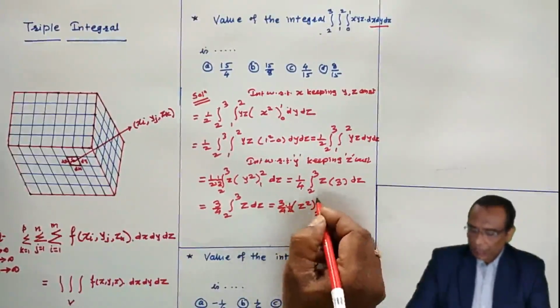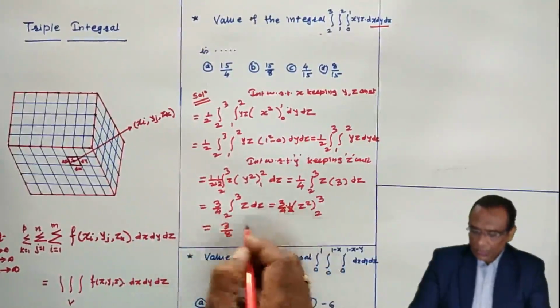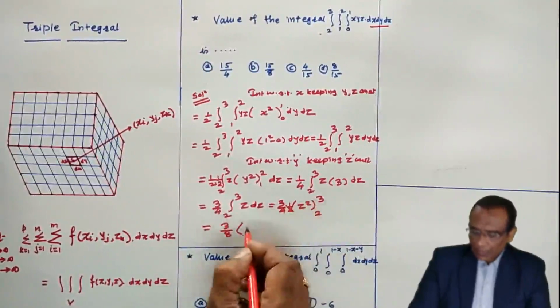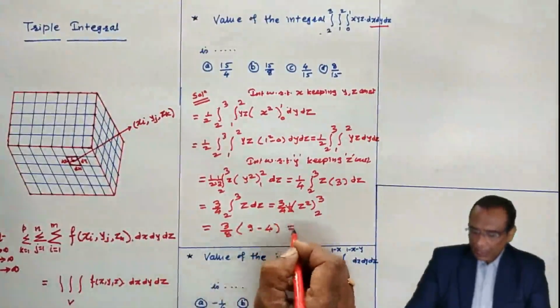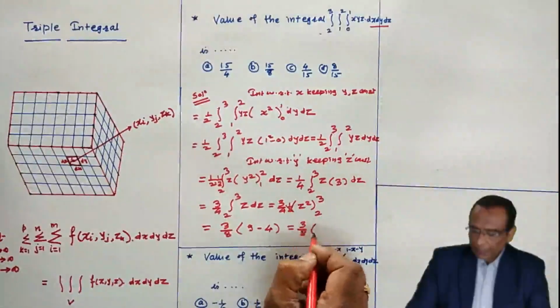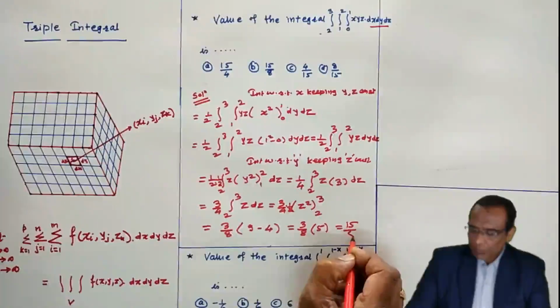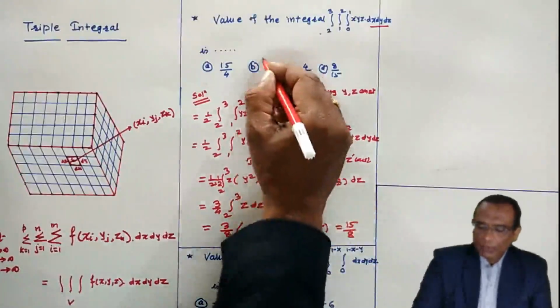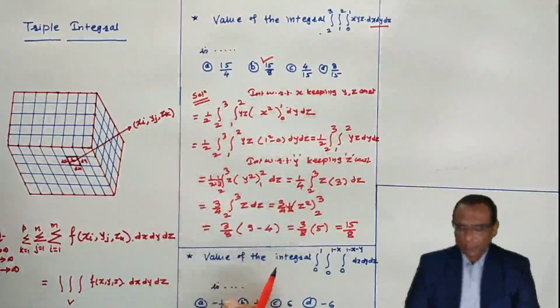Lower limit is 2, upper limit is 3. Then 3 by 8, 4 into 2 is 8. 3 square, lower limit 2 square, and 3 by 8 multiplied by 5 and 15 by 8. Yes, 15 by 8 is the value of this integral. So this type of simple problem may be asked in an online examination.